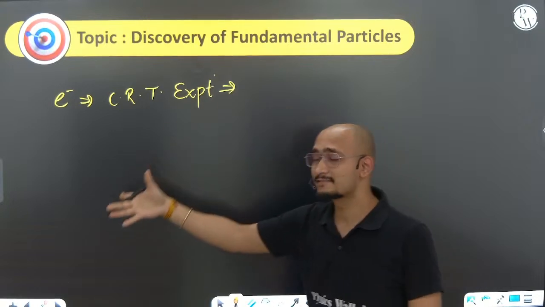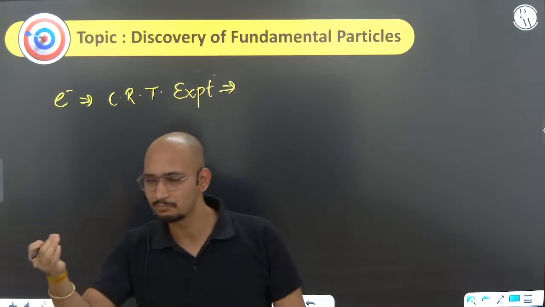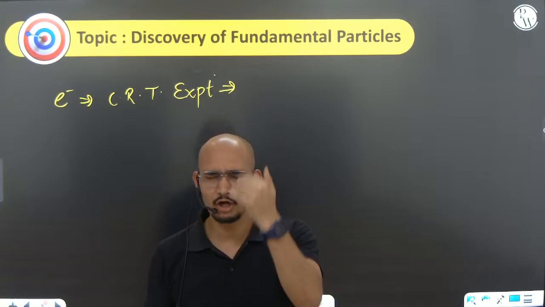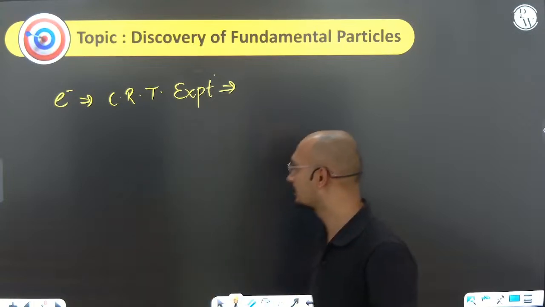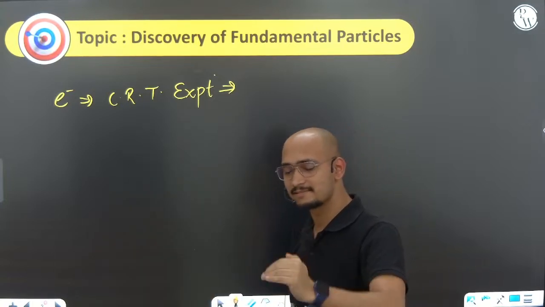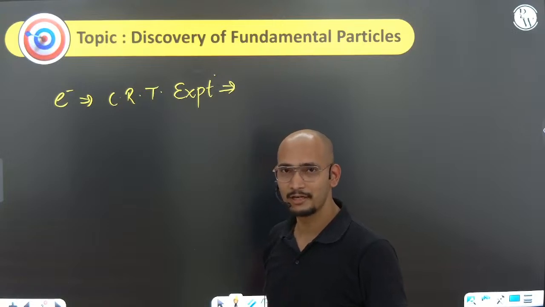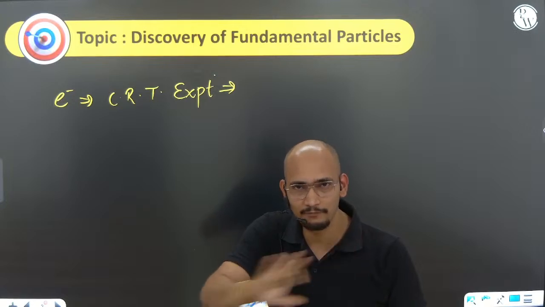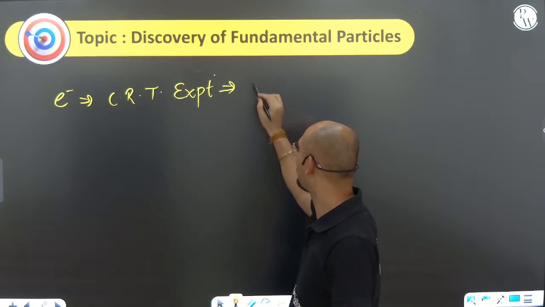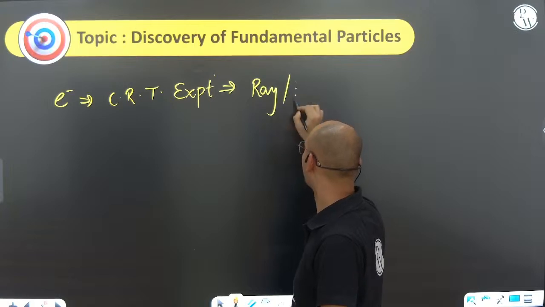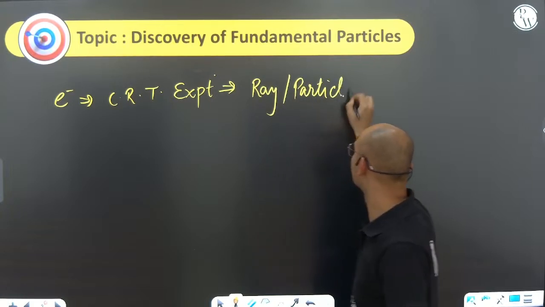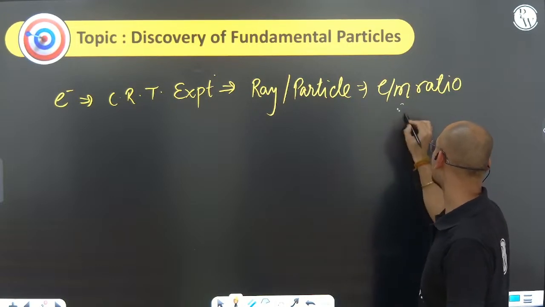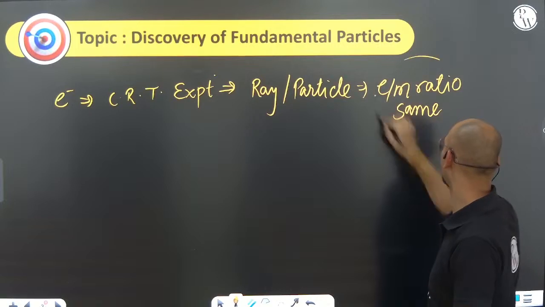But once those gases start conducting electricity, we see that there is something going towards the positive plate. If something is going towards the positive plate, that means it is negatively charged. There are many things we studied, but one very important thing we saw is that on changing the gases inside that CRT, cathode ray tube, we found that the e/m ratio, that is charge by mass ratio, was every time the same. So whatever the ray or particle was, it had the same e/m ratio, irrespective of the gas.